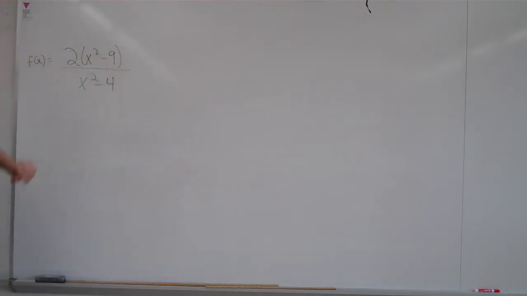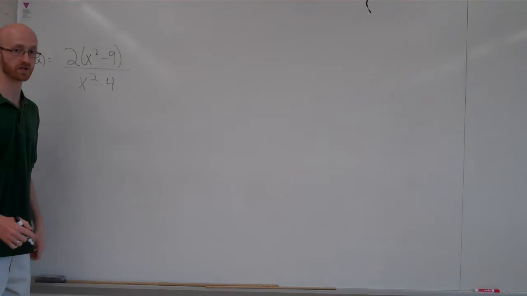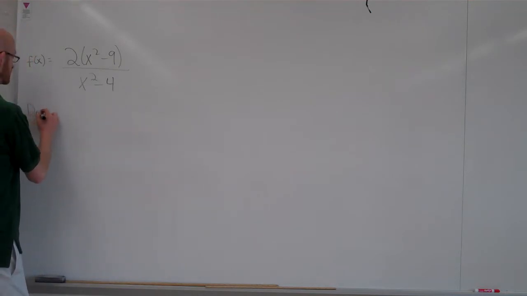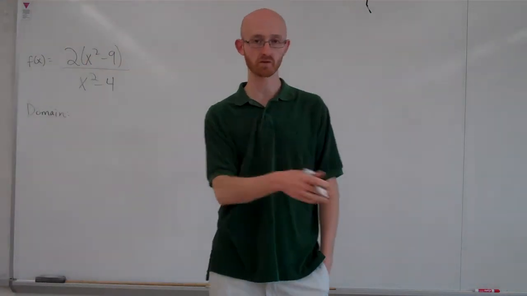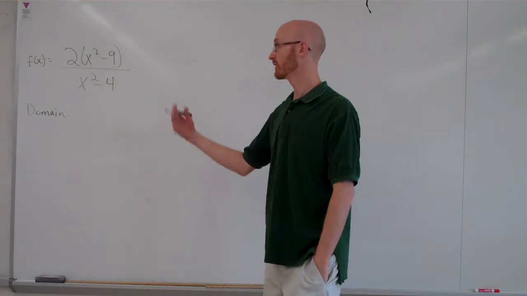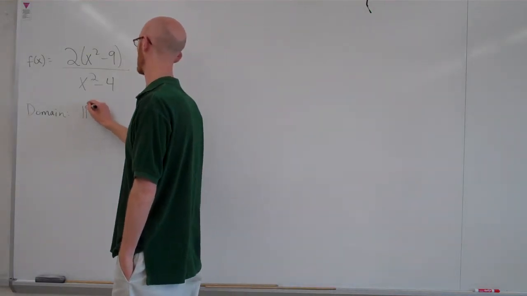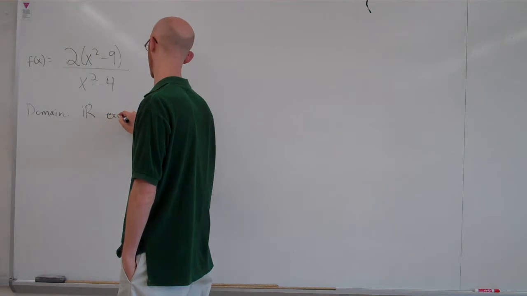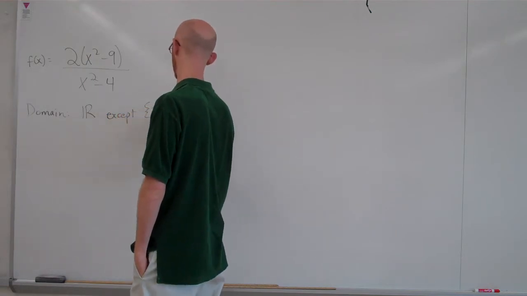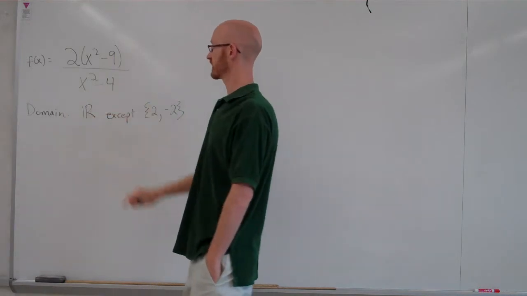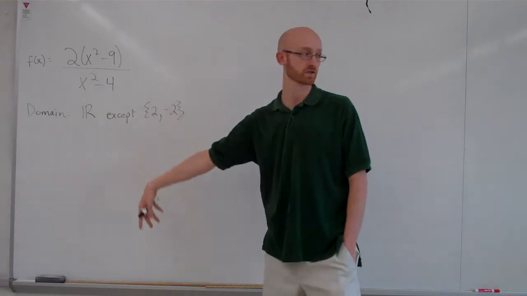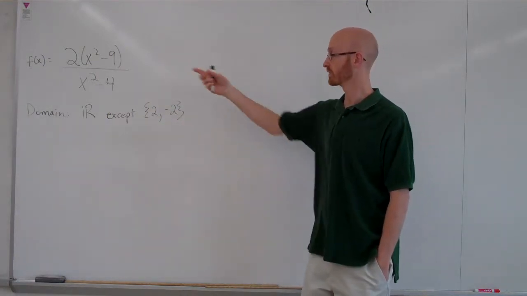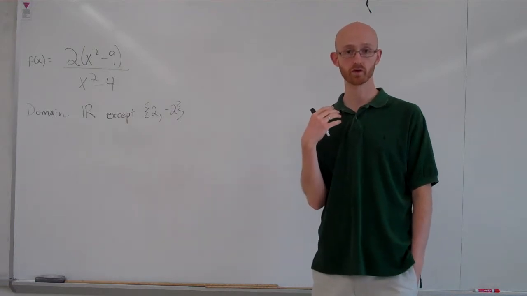So this is our function, 2 times the quantity x squared minus 9 over x squared minus 4. The first thing we're going to do is study the domain. You'll find that function if you just look through the PDF. The domain is basically going to be all real numbers except 2 and negative 2. You can tell that because of the denominator. The denominator will be 0 if x is 2 or negative 2, and therefore the function will be undefined, so we restrict them from the domain.